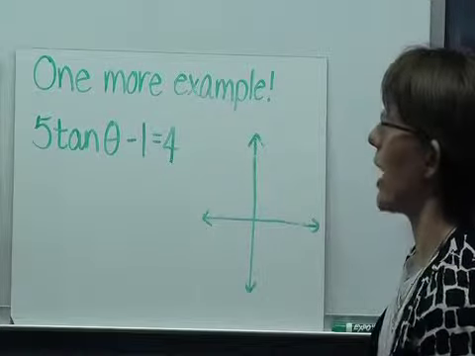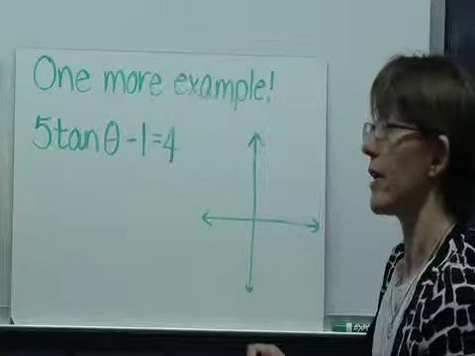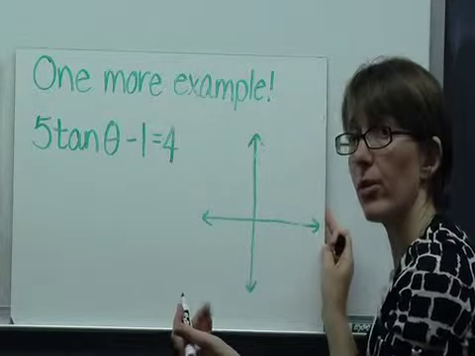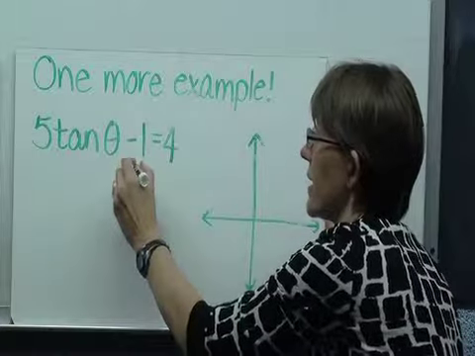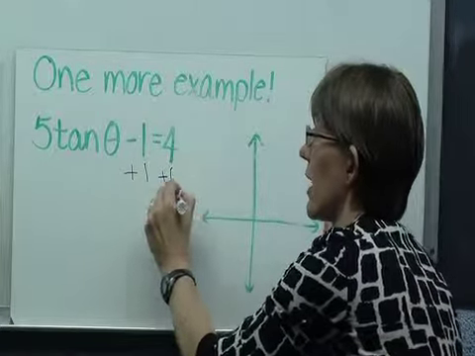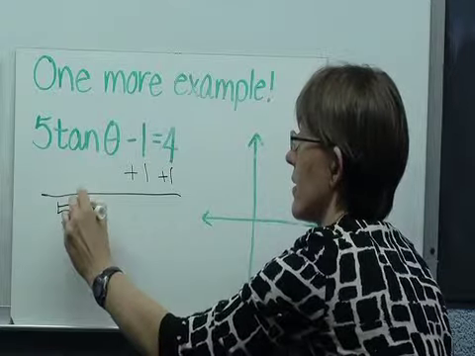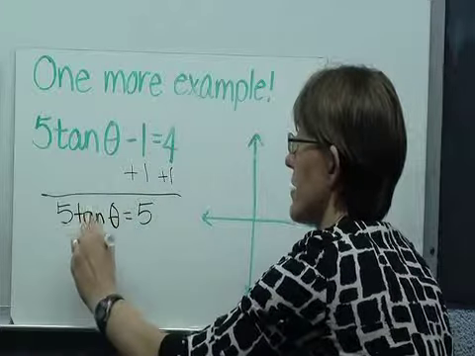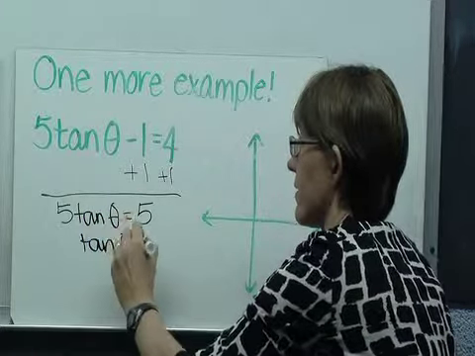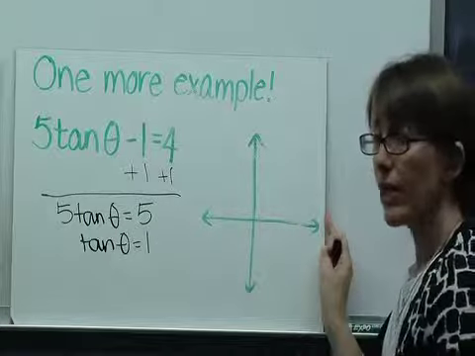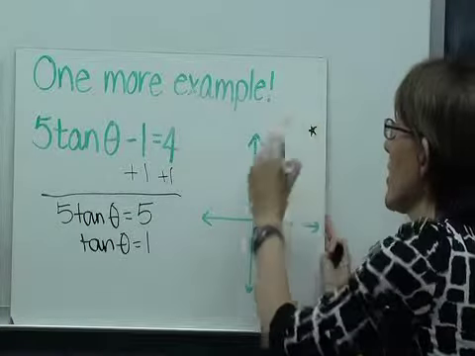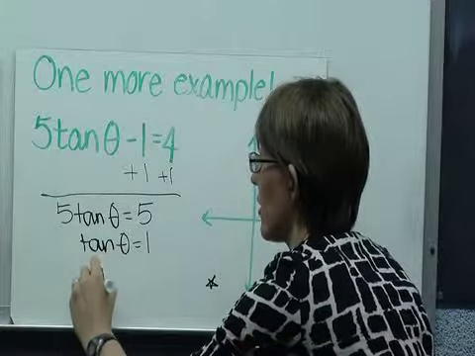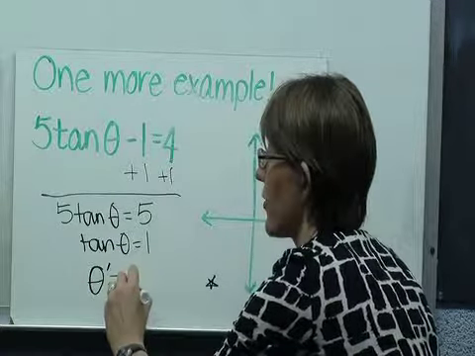Now, we'll be working a lot with the tangent this year as we study vectors. I have the same setup pretty much as my previous problem. So I'm again going to begin by isolating the trigonometric function. I'll add 1 to both sides. And so I have 5 tan theta equals 5. And tangent of theta equals 1. Now, tangent is positive in quadrant 1 and quadrant 3. So I'll go ahead and find the inverse tangent of 1 to get my reference angle, theta prime.